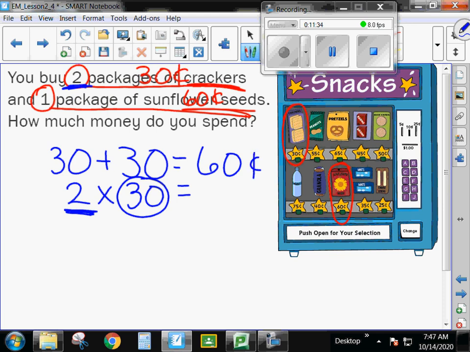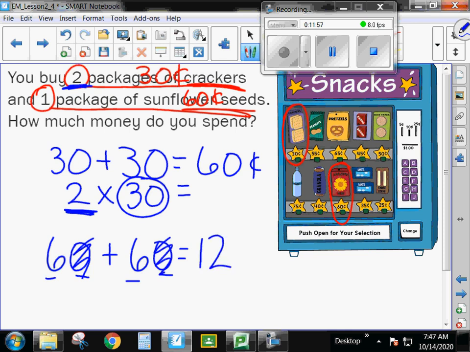And now I know that one package of sunflower seeds is 60 cents. So now I have to do that part of the problem. So I know my crackers cost 60, plus my sunflower seeds cost 60. And so 60 plus 60, remember what we've been learning in class. Both of these numbers end in zero. I can ignore the zero for a minute, just do my 6 plus 6 is 12, and then I'll just put my zero back on.